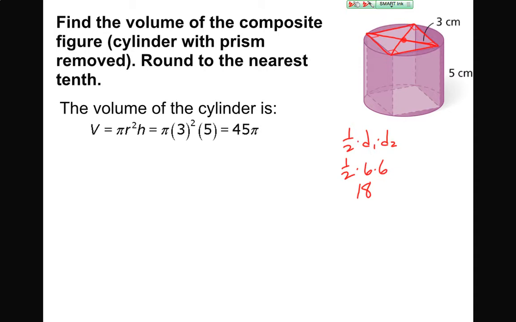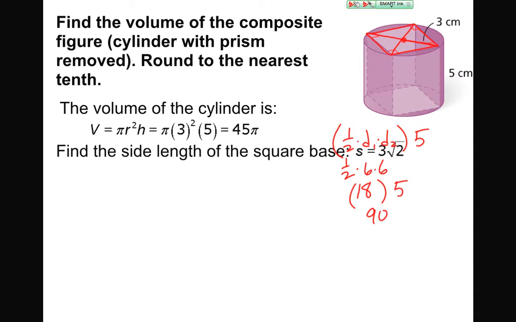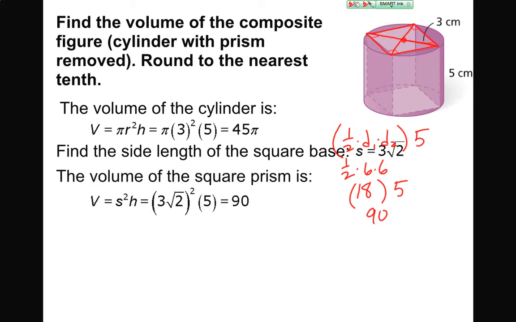And for the volume, we'll multiply that base area times 5. So 18 times 5 is 90. So 90 is what we have to take away from that. You might think, well, that's not big enough. Yes, it is. 45 times pi. And then subtract 90.